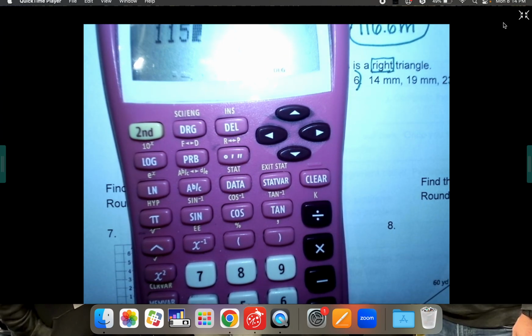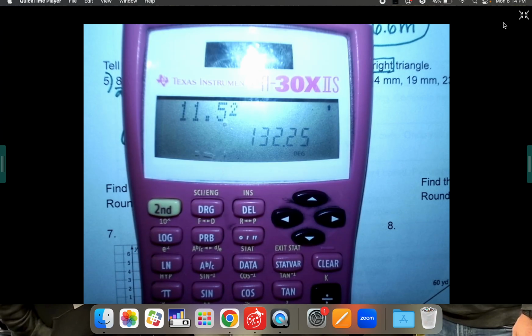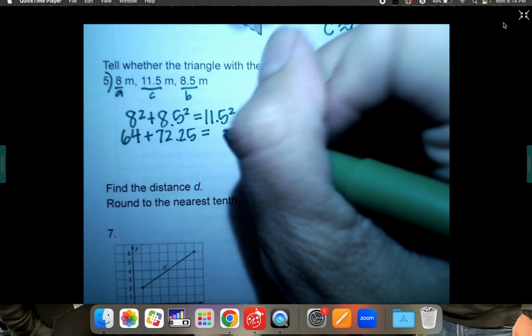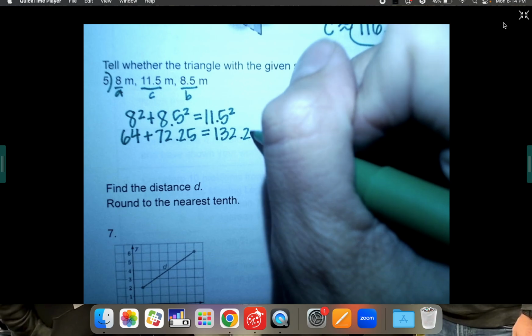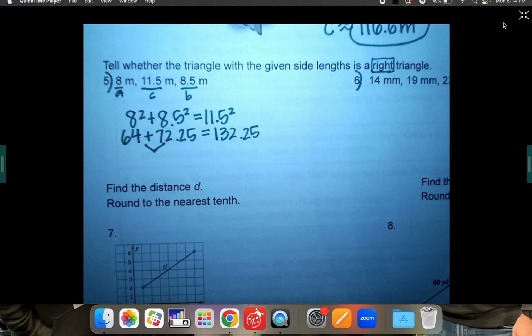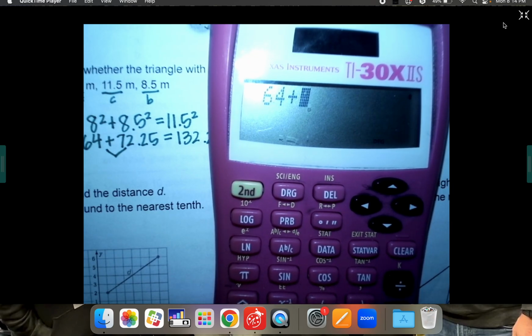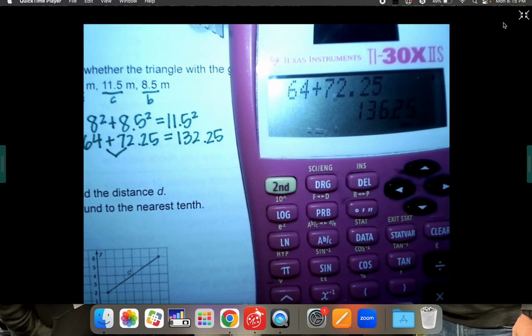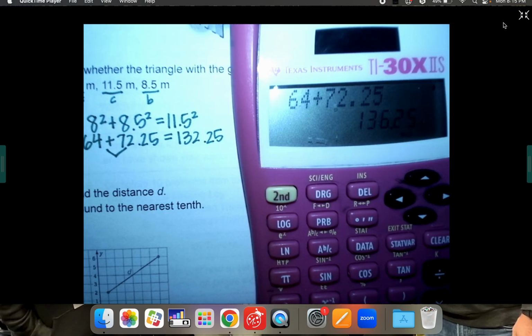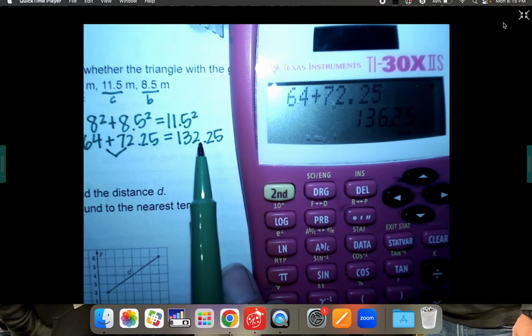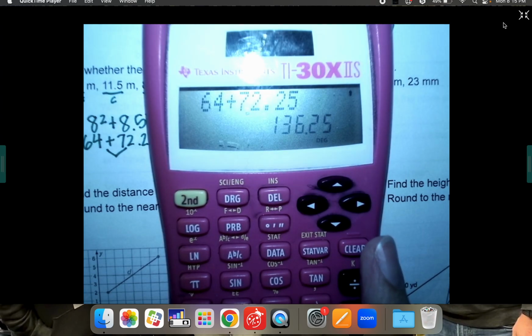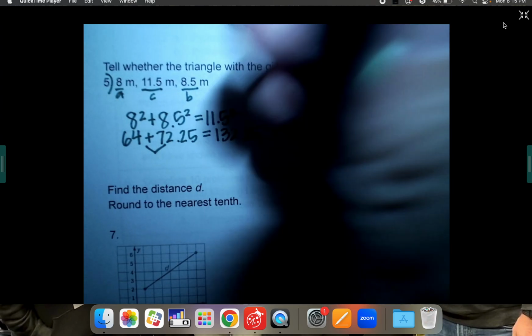11.5 squared is 132.25. Okay, let's add these two together and see if it exactly equals 132.25. So I've got 64 plus 72.25. That equals 136.25, which is close, but not exact. It's 132.25, not 136.25. So that was very close.